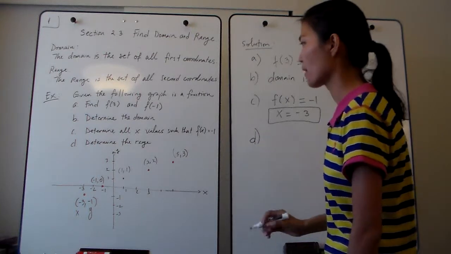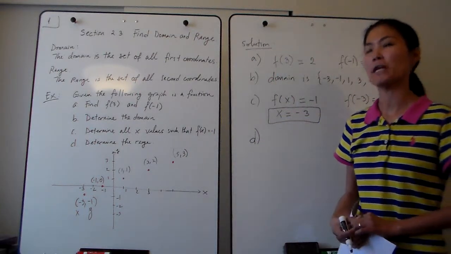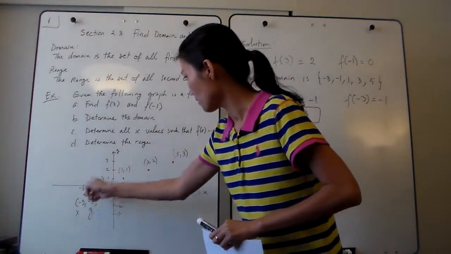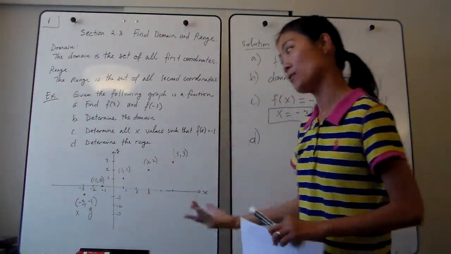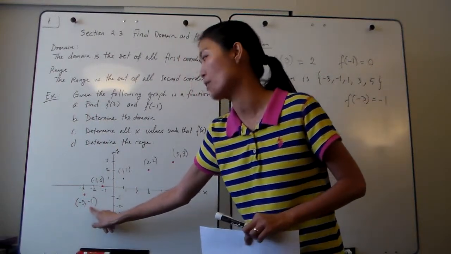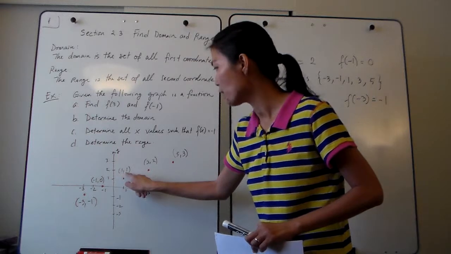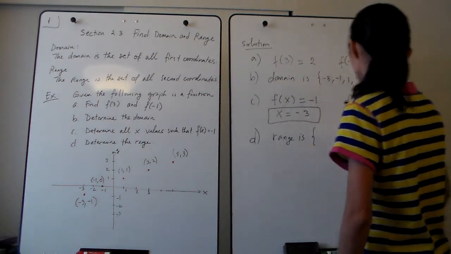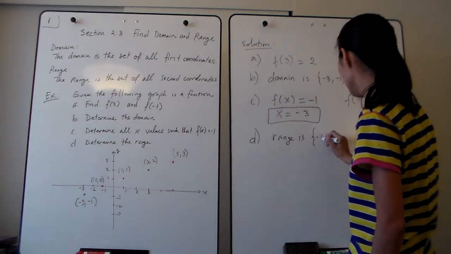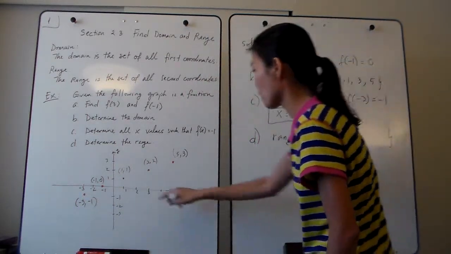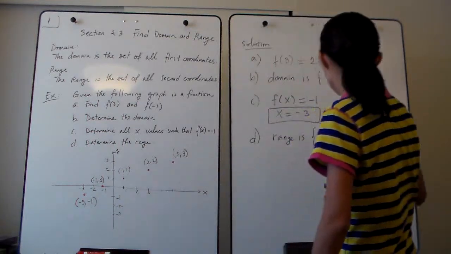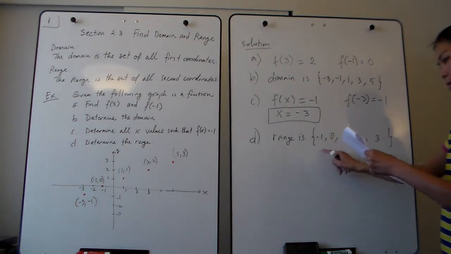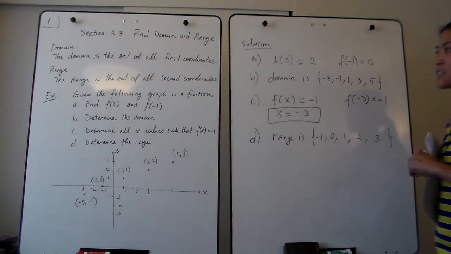Let's see, part D. Determine the range. Now, what is the definition of the range? The range is a set of all second coordinates. So we know this is the first, right? First coordinates, second coordinates. So this time we usually look for all the second coordinates. -1, 0, 1, 2, 3. So range is, write it in set notation, -1, 0, 1, 2, and 3. Okay, so this is how you solve this example.